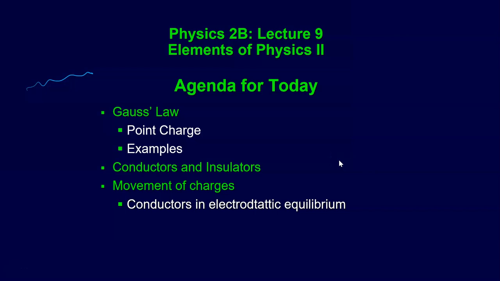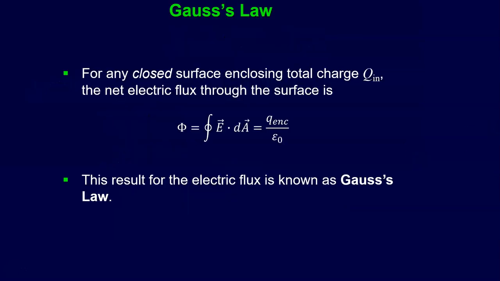Let's finish up our discussion of Gauss's law and do some examples. So again, just to reiterate Gauss's law: for any closed surface enclosing total charge Q in, the net electric flux through the surface is defined like this here. And so again, there's two sides to it. There's the integral, and that surface integral will always equal the charge enclosed over epsilon naught.